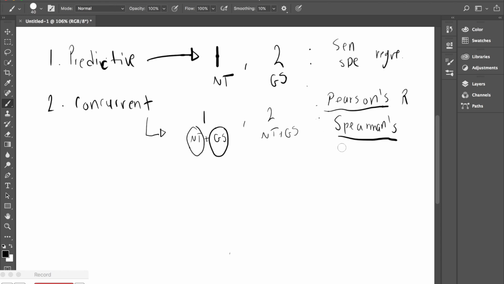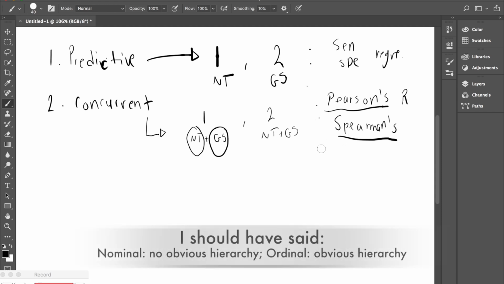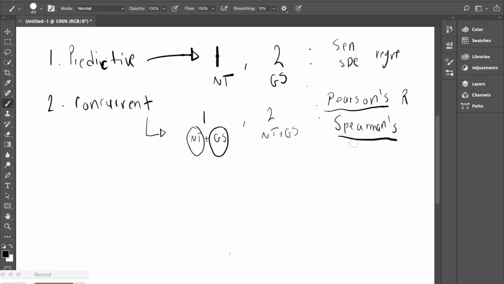And there are different categories also within categorical. So you could have nominal and ordinal, where ordinal doesn't have any obvious hierarchy, and nominal has an obvious hierarchy. So for example, the example that I gave, non-severe, severe, very severe, extremely severe, there's obvious hierarchy there, where one is more severe than the other. So Spearman's would be used for categorical data. Pearson's going to be used for continuous data when you're trying to measure concurrent validity.